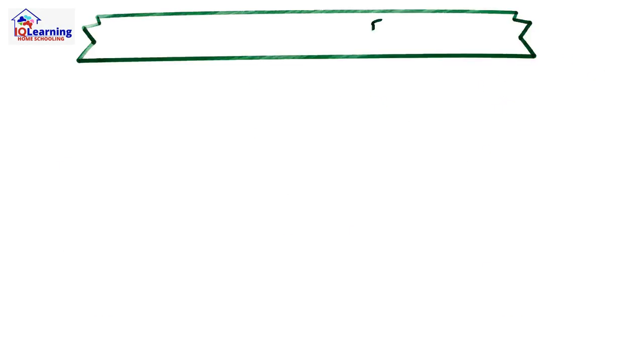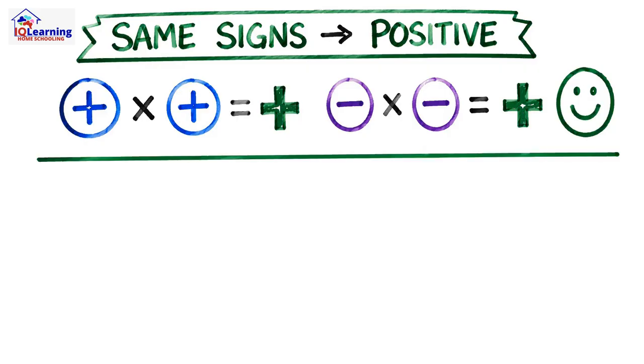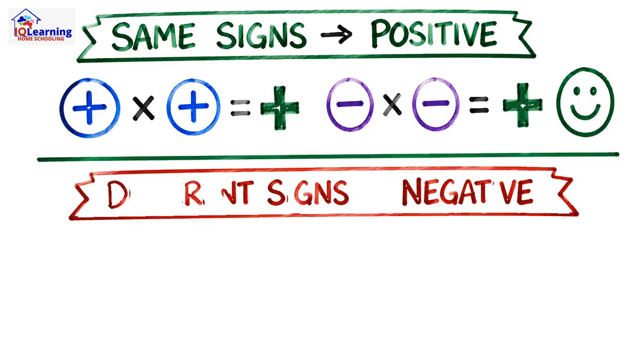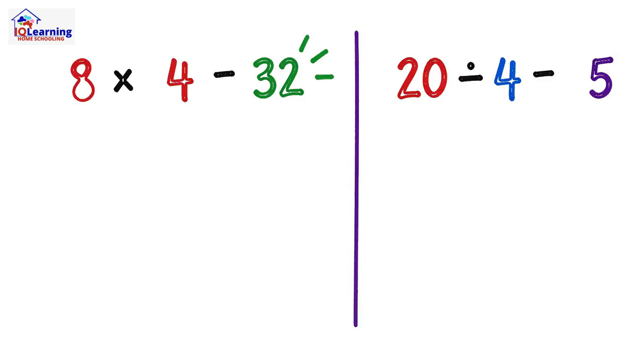This leads us to the 2 golden rules. For both multiplication and division, if the signs are the same, the answer is positive. If the signs are different, the answer is negative. That's it. So -8 times -4 is +32.